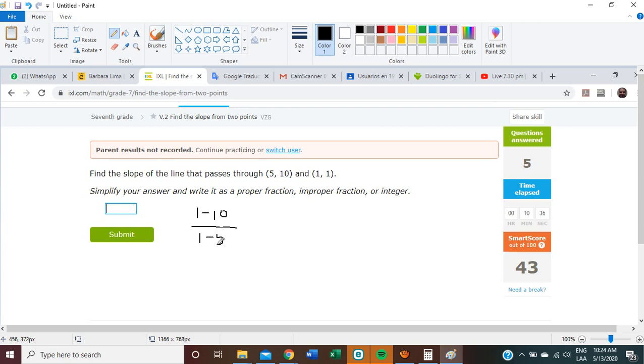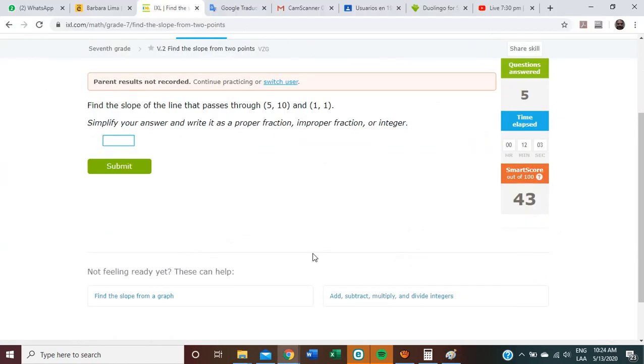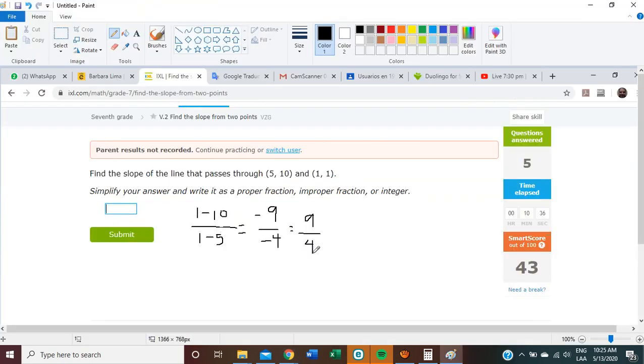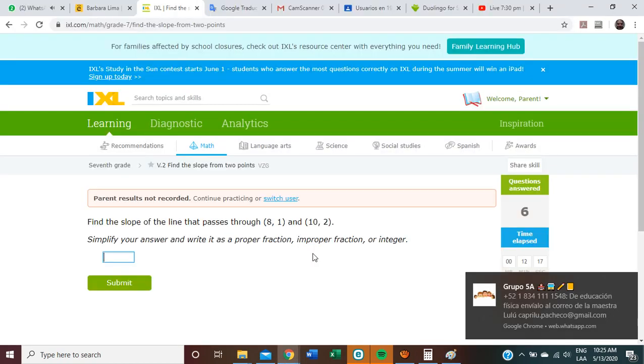Equals negative 9 divided by negative 4. Because both numbers are negative, actually the fraction is going to be positive, because negative divided by negative equals positive. So the answer is 9/4. Remember, do not convert it to a mixed number, just write it like that. All right, so now this one, let me get a new one.